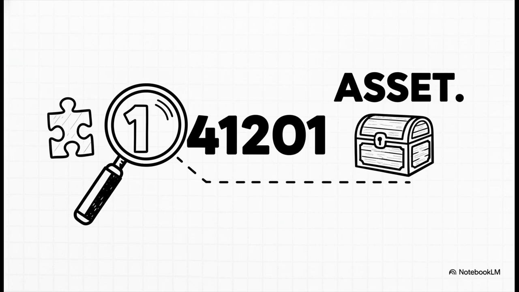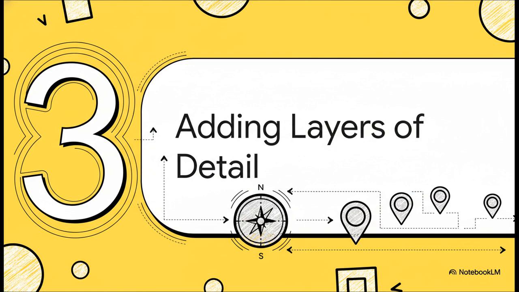Okay, so let's go back to our mystery number, 141201. It starts with a 1, right? So right away, we've cracked the first piece of the puzzle. We know it has something to do with something the company owns. It's an asset. But what kind of asset? Well, that's where the rest of the digits come in. Each number from here on out is like zooming in on our financial map, adding another layer of detail, getting more and more specific. Let me show you how it works.